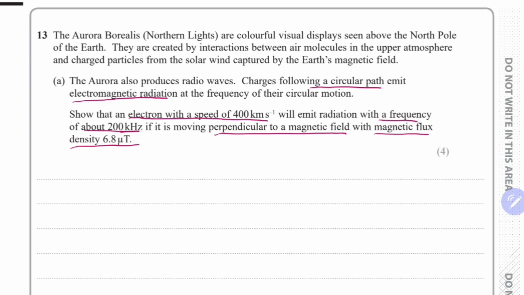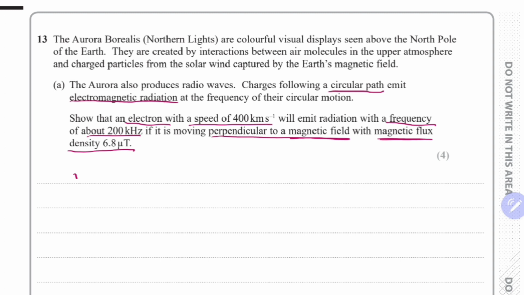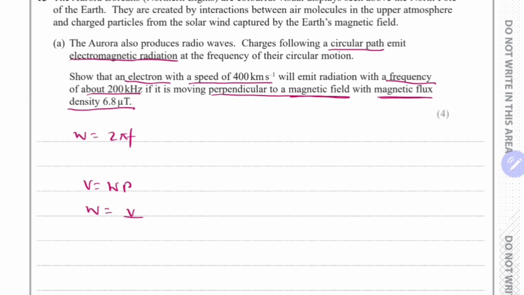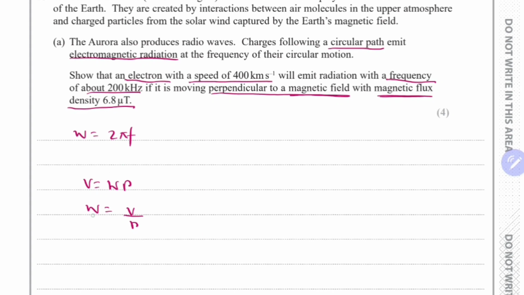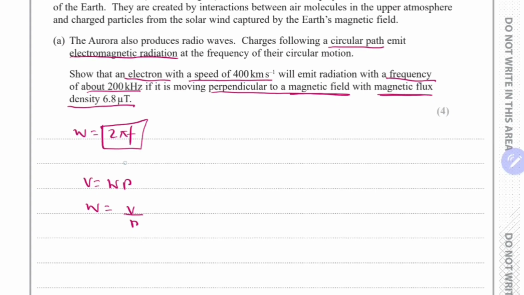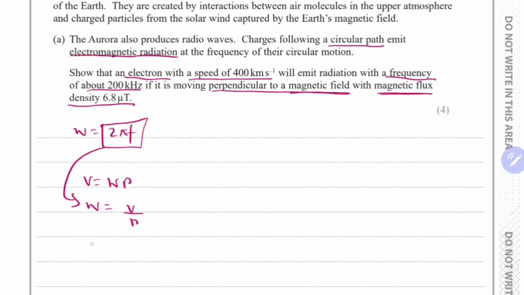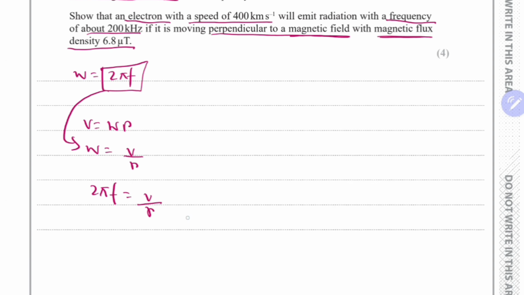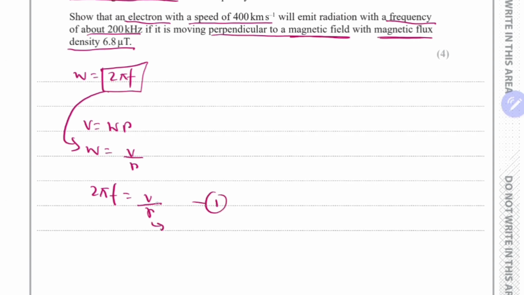So basically we have to find the frequency here. So we're gonna use omega equals 2 pi f. We have no idea what omega is, so we're going to form an equation to find omega. v equals omega r. We're going to substitute omega equals v by r. We have the value of omega here, so we're just going to put it in this equation. 2 pi f equals v by r. We have no idea what r is, so we're going to form another equation to cut v by r.